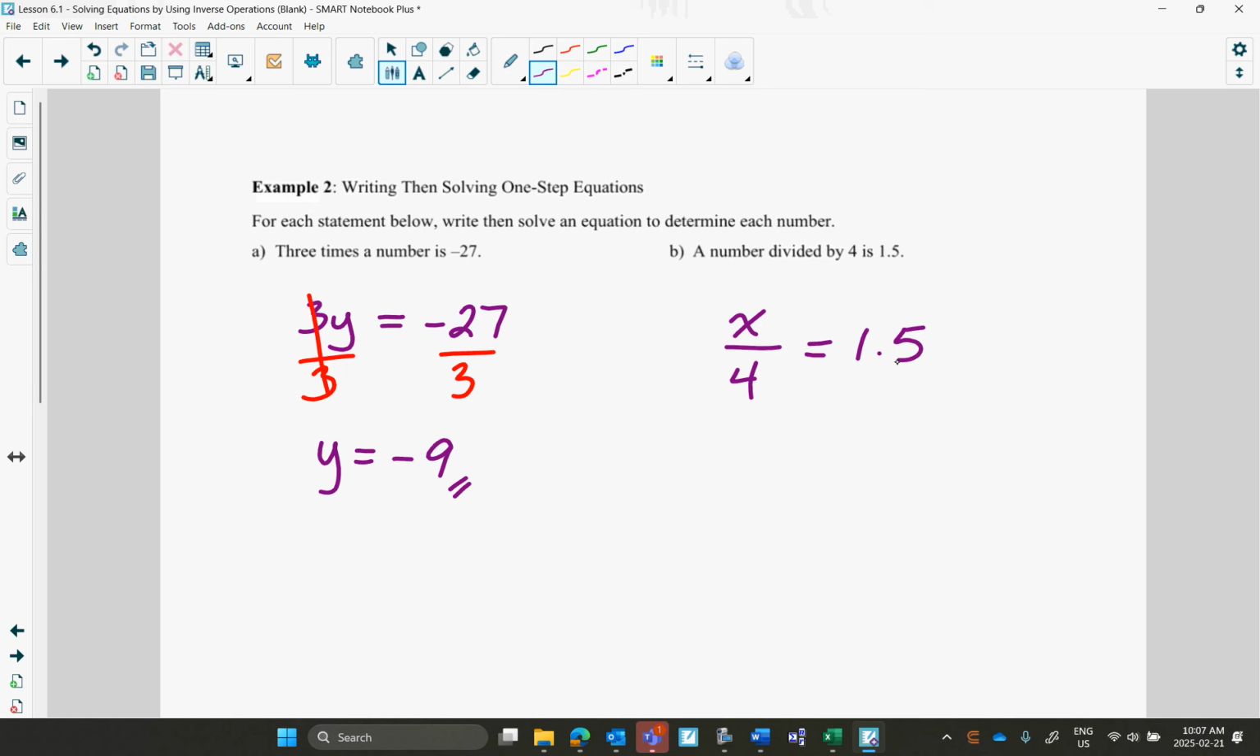A number, so variable, divided by 4 is 1.5. Translate. How do I get it by itself here? How do I get rid of divide 4? Do the reverse. Times 4. That divide 4 and divide 4 cancel each other out, which means we've got to do the exact same thing to the other side, times 4.